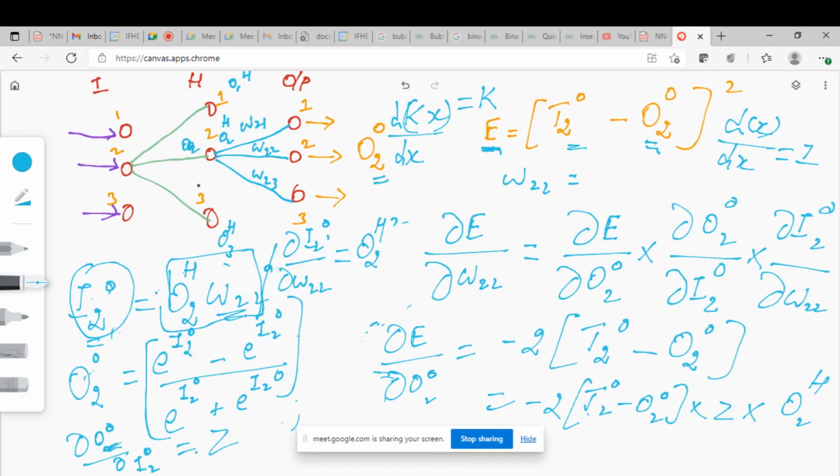This previous level also should be updated. When you want to update to the previous level, this chain rule will become more lengthy. See, this is only from one level. One level itself is 3. When you want to go here, it will become more lengthy. When you want to still go back, it will become more lengthy.